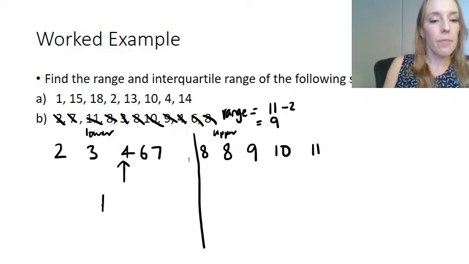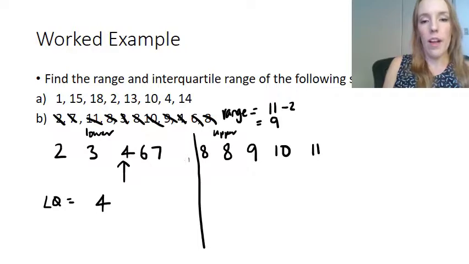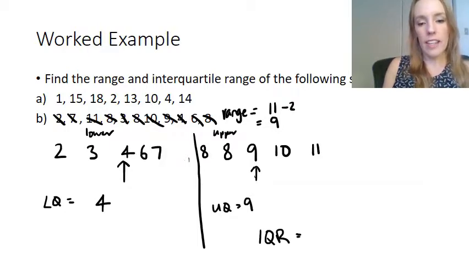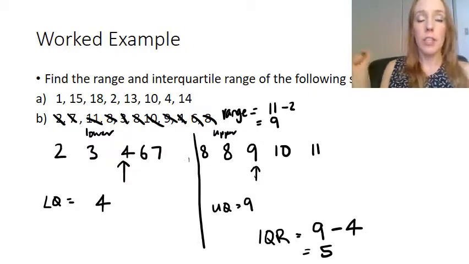So in this case, our lower quartile is 4. Now our upper quartile is our middle number, which is 9. So our upper quartile is 9. And our interquartile range is our upper quartile, 9, minus our lower quartile, 4, which will give us 5. So our interquartile range is 5.